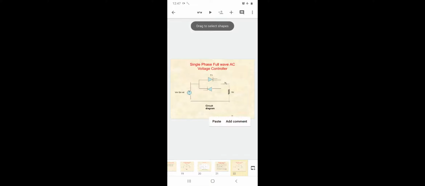So the source voltage is equal to Vm sin omega t. Here Vm is the maximum voltage, sin means the waveform is a sine wave, and omega t is nothing but omega, the angular frequency, and t, the time.